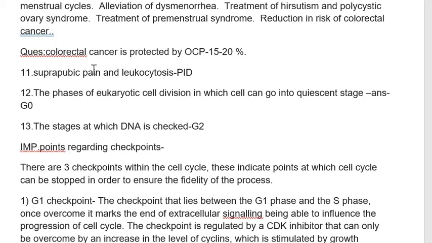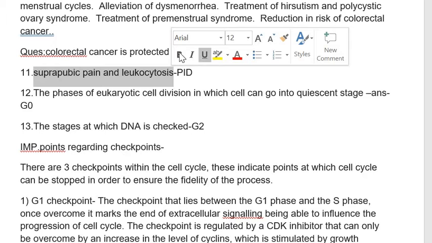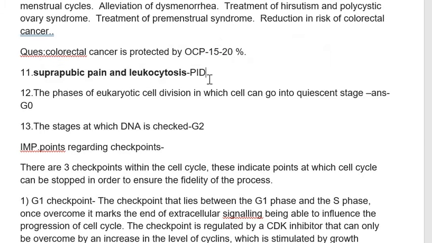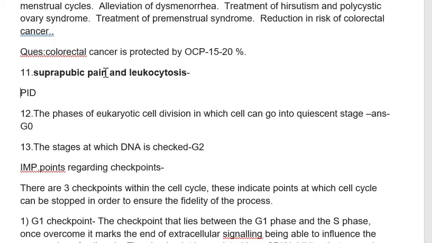So question number 11, there was some patient who had suprapubic pain and leukocytosis. So with suprapubic pain and leukocytosis, then you have to think about other problems. So there can be two options. This patient is having suprapubic pain and leukocytosis, so maybe she is having PID, or maybe she is having cystitis.